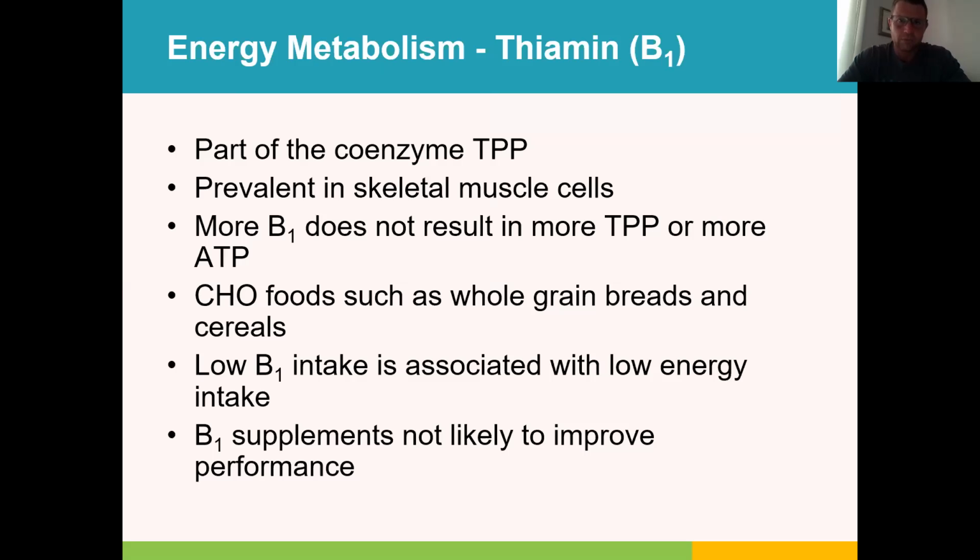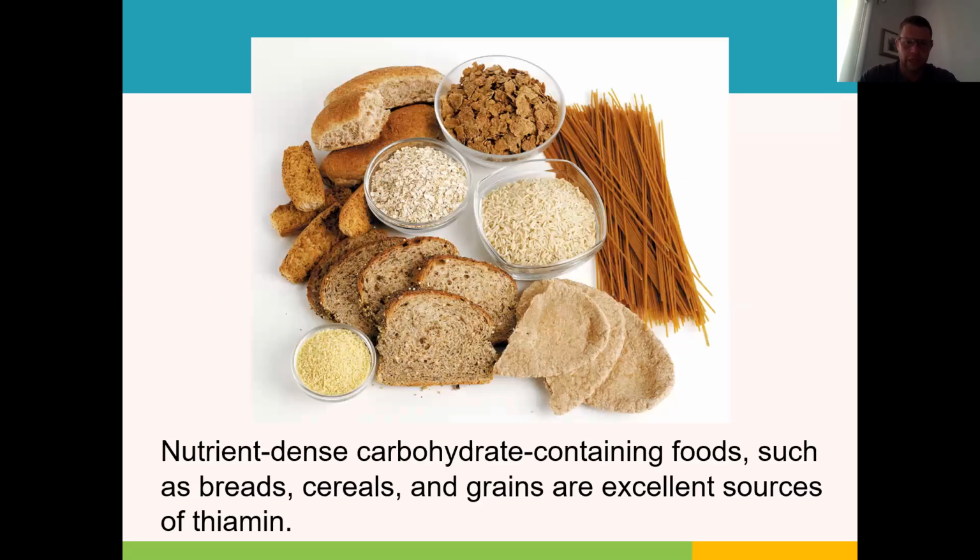So again, B1 is part of the coenzyme TPP, as we said, prevalent in skeletal muscle cells. More B1 does not result in more TPP or more ATP. Carb foods such as whole grain breads and cereals have B1. Low B1 intake is associated with low energy intake. So somebody that's on some type of diet may have an issue with getting B1. And B1 supplements are not likely to improve your performance from an athletic standpoint. Okay. So here are nutrient-dense carb-containing foods such as bread, cereals, and grains that have thiamine, or B1.